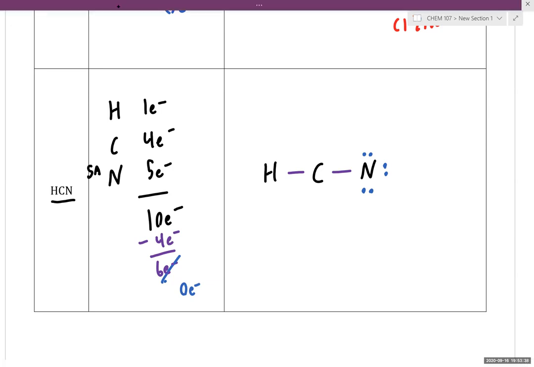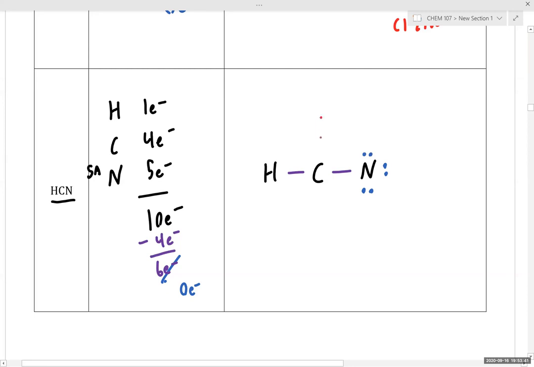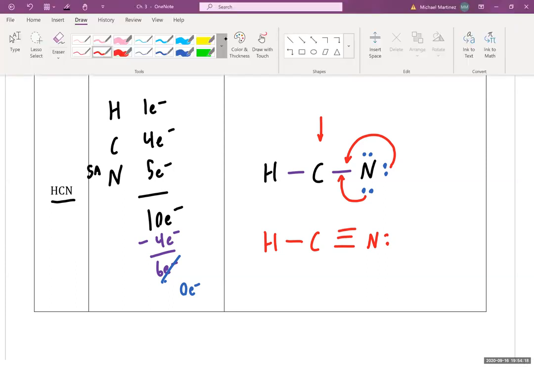Now looking at carbon, is carbon very happy? Does carbon have a complete octet? No. So we're going to take one of our lone pairs and form a double bond. Okay, so we're starting to make some progress, but is carbon happy with this arrangement? Does carbon have a complete octet? No. So we're going to take our second lone pair and convert it into a triple bond. And that in turn gives us the following structure.